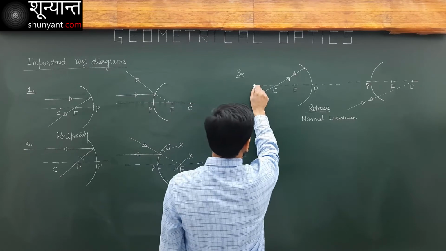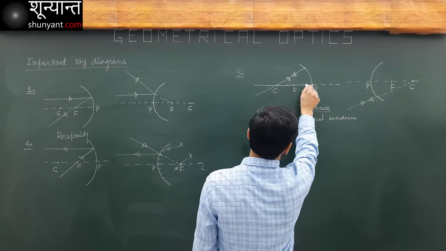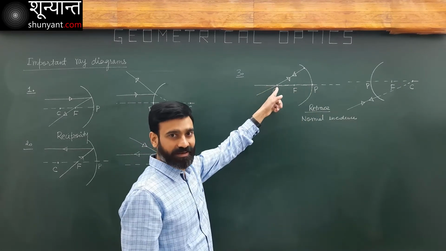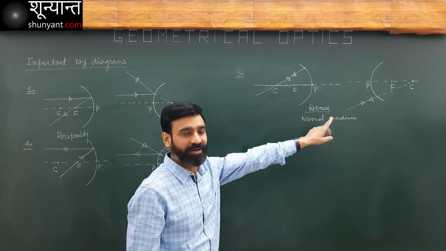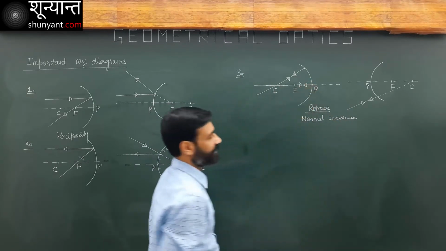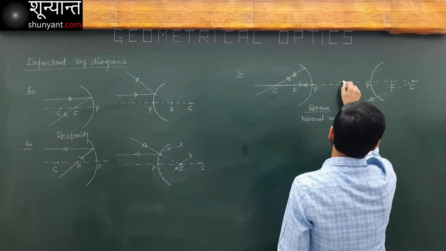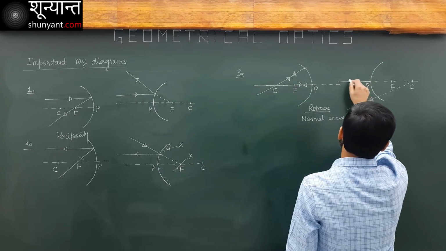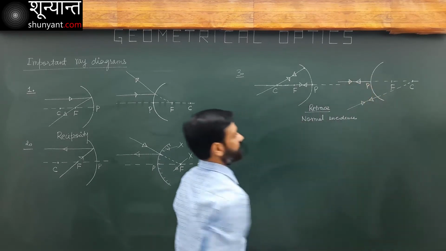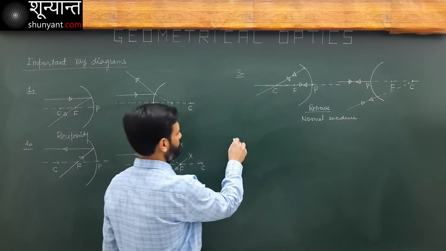Here, like this, a light ray is incident along the principal axis. What will happen? Since this also is passing through the center, this is also a normal incidence, and this also is going to retrace. If I have a ray which hits the mirror along its principal axis, then this also is going to retrace. Very important case.